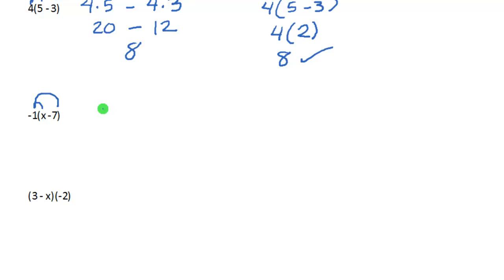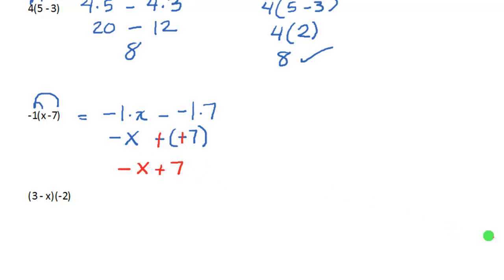And we use the distributive property when we have variables. So this negative 1 is going to get multiplied times x and times the 7. So you're going to see how I've distributed the negative 1 throughout. And negative 1 times x is going to give us a negative x minus, and negative 1 times 7, which is negative 7. Now we have a subtract a negative, and as you know, that's the same as adding a positive, so we're going to change those signs. And our final answer is negative x plus 7.